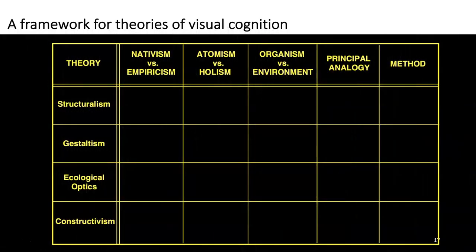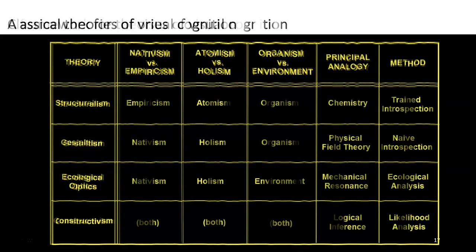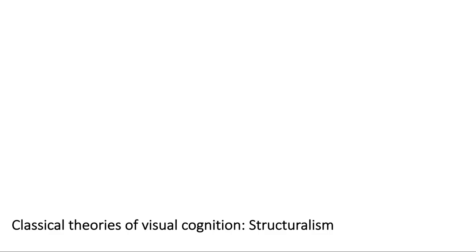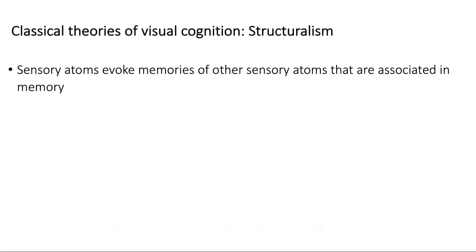So if you bring all this stuff together, you may end up with a table. And now skip the principal analogy column for the moment, you will see what I mean. And if you fill this in, you will see tendencies that all these theoretical frameworks have shown. So for instance, structuralism was an empiricist account. It was also focusing on the organism, and Gestaltism was a holistic account, etc. So let me start with structuralism first now.